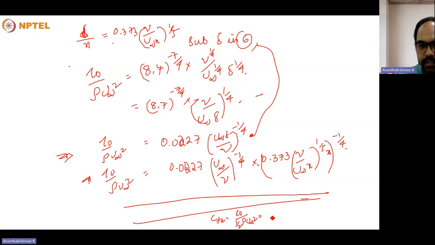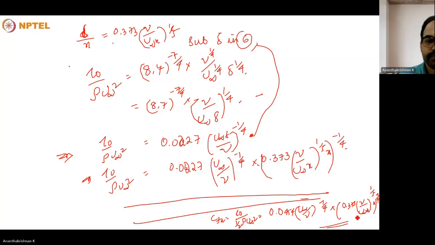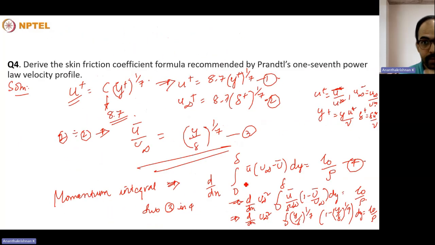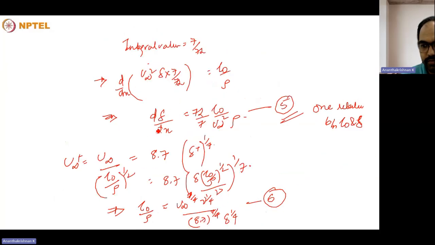the normal nomenclature. So it will be 0.0454 (u infinity divided by mu) raised to minus 1 by 4 into 0.373 (mu by u infinity) raised to 1 by 4 x raised to minus 1 by 4. So that gives the skin friction coefficient for this particular case, for the power law, when we are using Prandtl's 1 by 7 power law velocity profile.